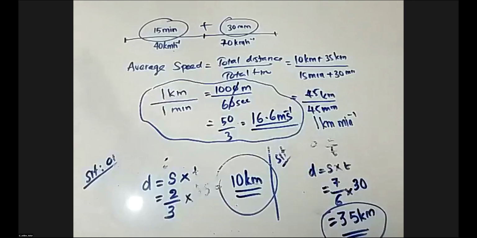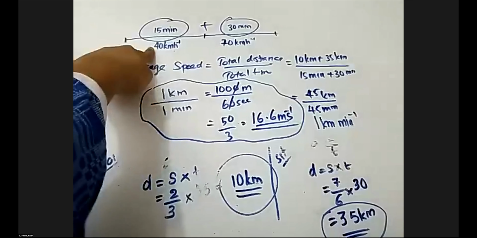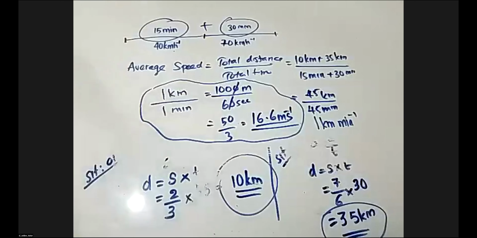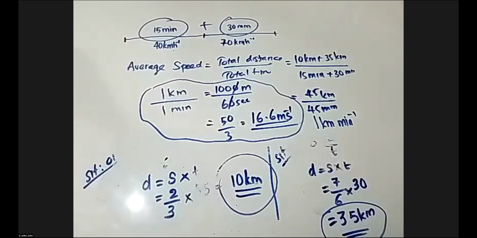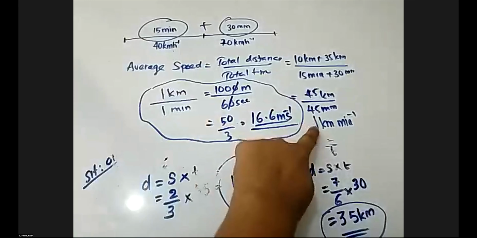To find the distance, you use that speed value. For this one, distance equals speed times time. So speed is the value you got, 2 over 3 multiplied by the 15 minutes. Then you get the distance as 10 kilometers. Same thing for the other side, and you get 35 kilometers. When you add, you get the total distance. Then total time is 15 minutes and 30 minutes, that is 45 minutes. That's how we got this 1 kilometer per minute.